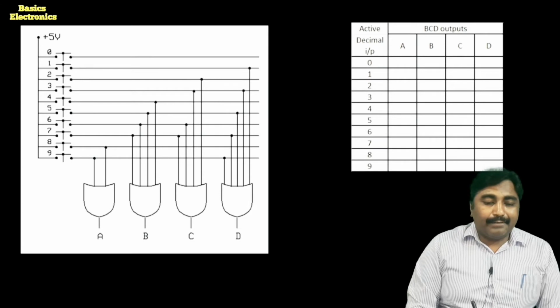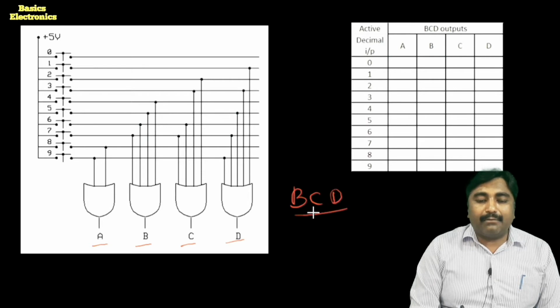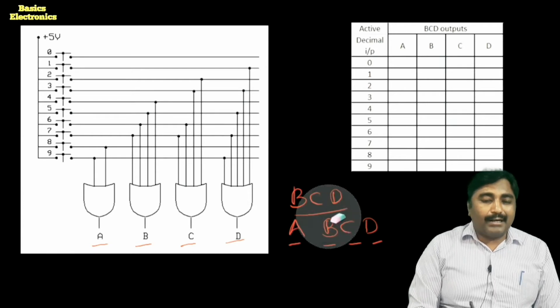Now here the OR gate has 4 outputs. For these 4 BCD outputs we require 1 gate each, which means if we consider the 4 outputs A, B, C, D, then for each of the outputs we are using 1 OR gate.